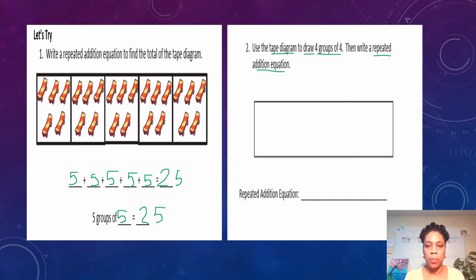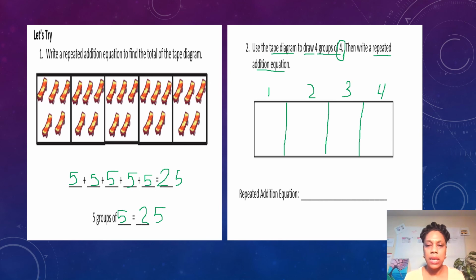So let's look here. I'm going to put a line here. Okay, so that's one group. Let me see if I can make another group. I'm going to put a line here. That would be 2 groups, 1, 2. And if I put a line here, let's see, that's group 1, this is group 2, this is group 3, and this will be group 4. Good. So now I have my 4 groups. How many do I have to put in each group? It says that I'm going to put 4 in each group.